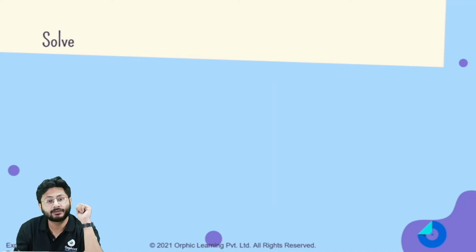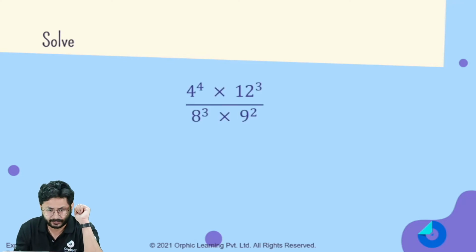Okay, now let's do another question. 4 to the power 4 into 12 to the power 3, whole divided by 8 to the power 3 into 9 to the power 2. Whenever such a question comes, I hope that everybody knows how to do prime factorization of a number. So convert everything into prime factors.